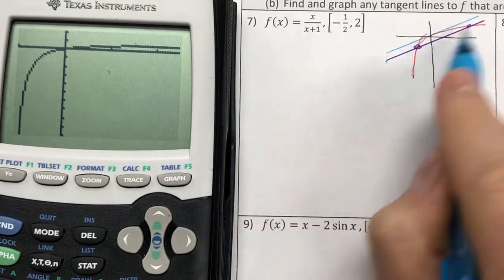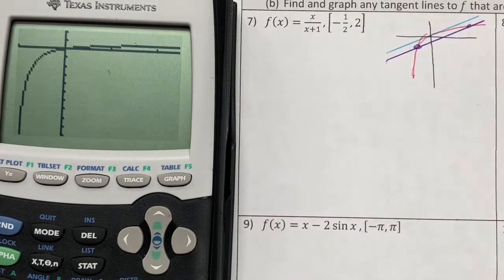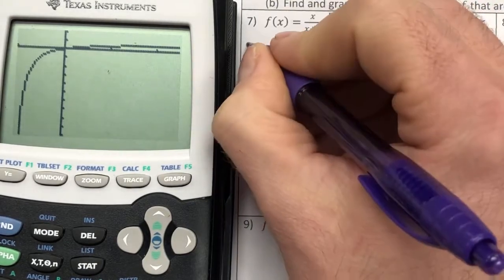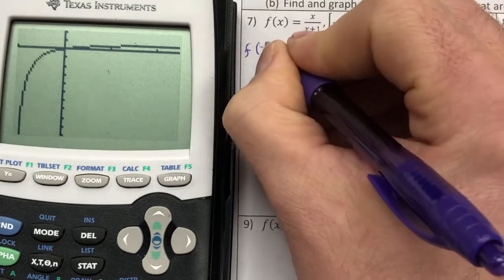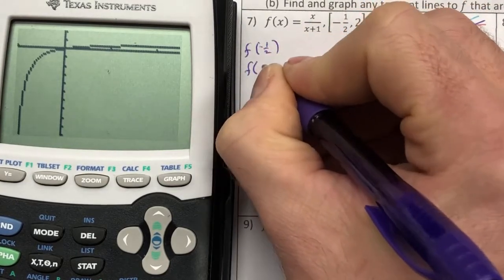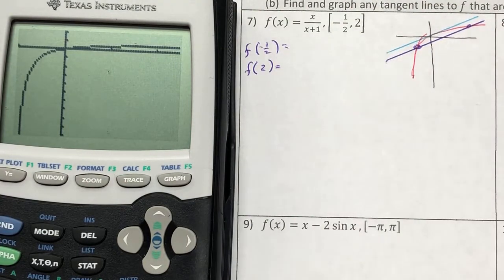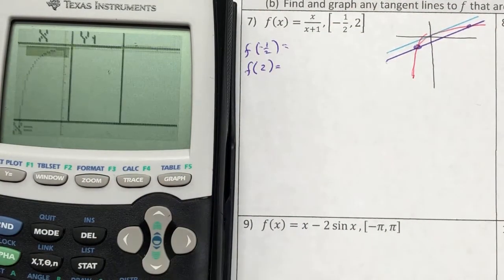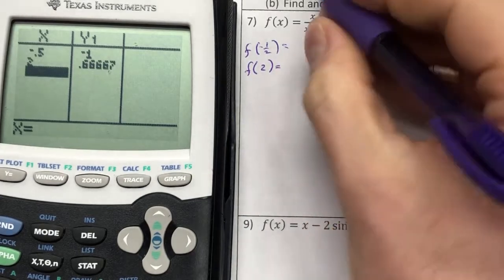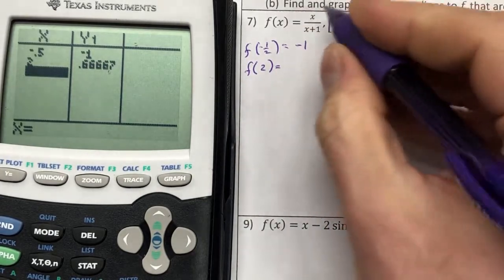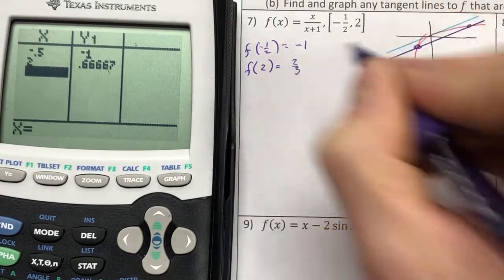So what I first need to find is what is the slope of this secant line? So what I'm going to need to do is plug in f of -1/2 and plug in f of 2. This will give me my y values from here to here. That way I can start to find slope. So let's go over to a table and let's plug in -1/2 and 2. And so at -1/2 I get a value of -1. At 2 I get a value of 2/3.